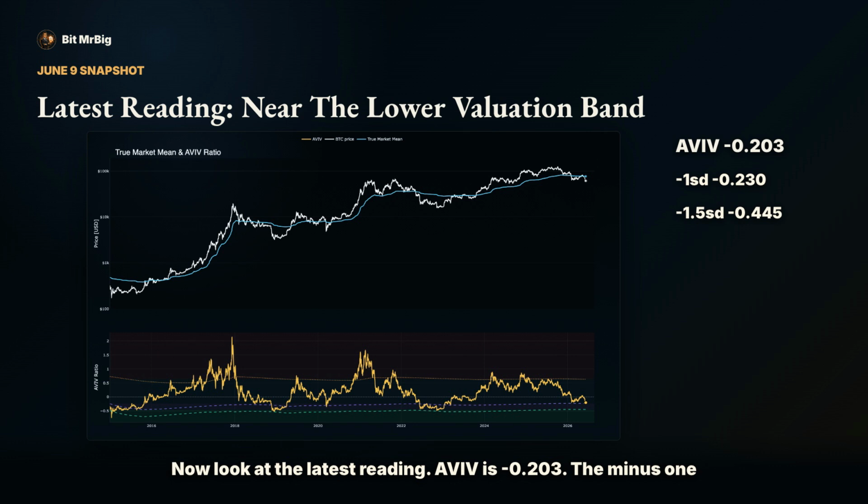Now look at the latest reading. AVIV is negative 0.203. The -1 standard deviation band is roughly negative 0.23, and the -1.5 band is around negative 0.445. So the current reading is very close to the lower valuation band, but not yet at the deeper capitulation band. That is an important distinction. It is stressed, but it is not the deepest historical washout zone.